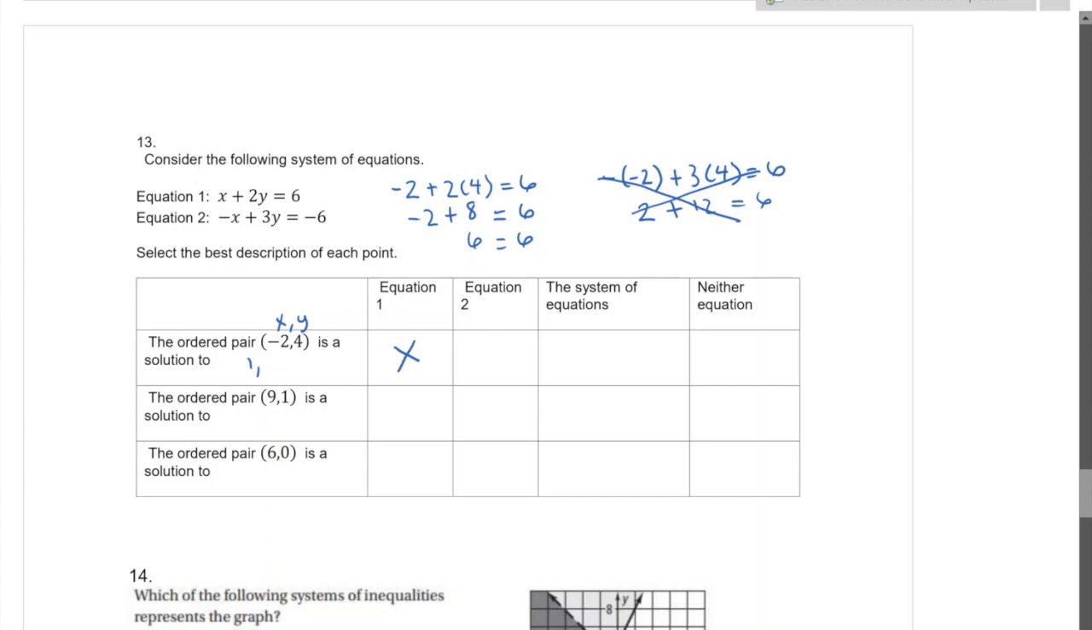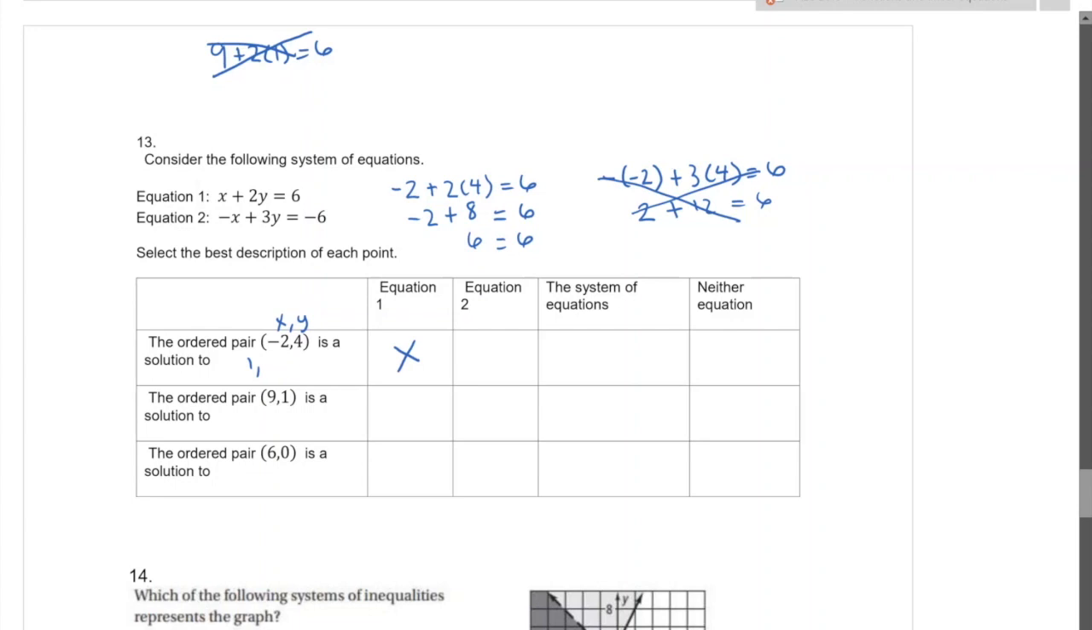Alright, let's try 9 and 1, doing the same exact thing we just did. So I'm going to do this a little bit above. So 9 plus 2 times 1 equals 6. Already I can do this in my head and already know that 2 times 1 is 2. 2 plus 9 does not give me 6. So this does not work with equation 1.